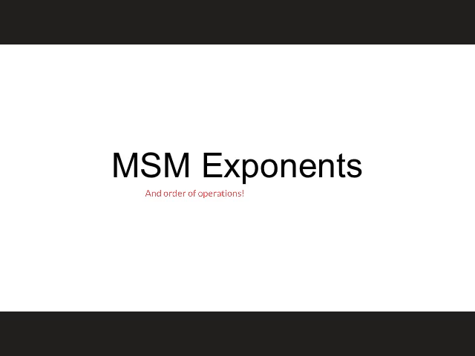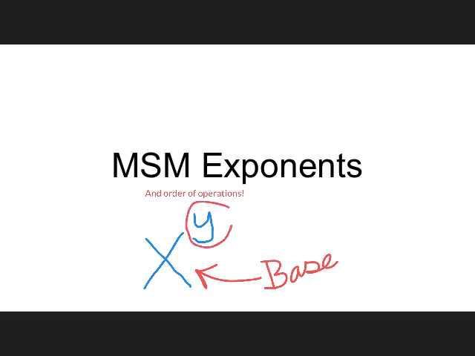When you have an exponent, you have the base and the exponent. So the main number is called the base. That's the one that you're multiplying by itself over and over and over again. The small number up in the corner is the exponent. That is how many times you're multiplying the base by itself.